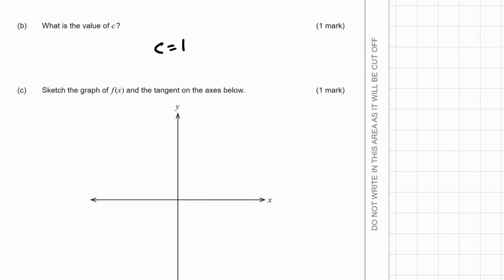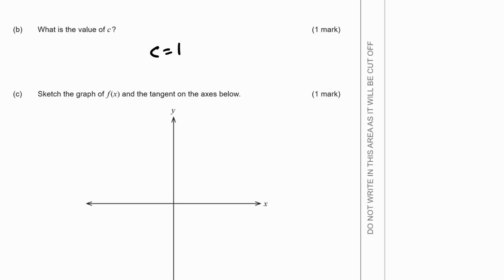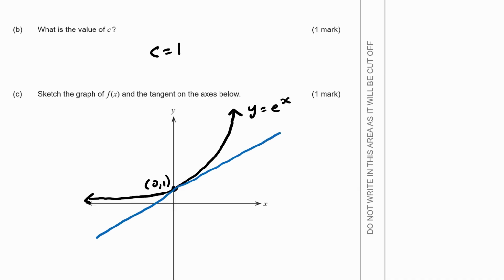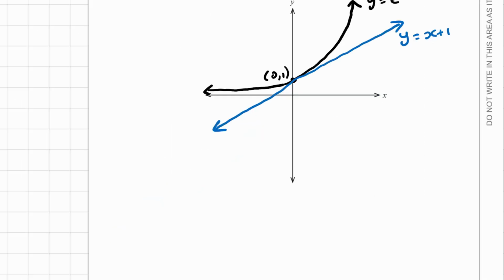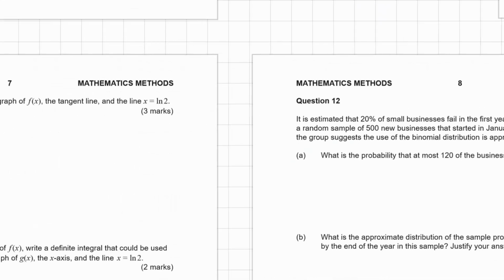So we're asked to sketch the graph of f of x and the tangent on the axes below. So we know what e to the x looks like. So it's going to go like this. And we know that's 0, 1. And so the tangent must go like this. Okay.